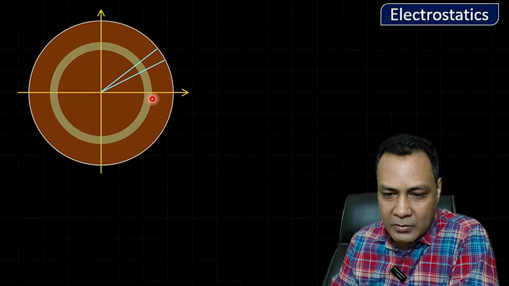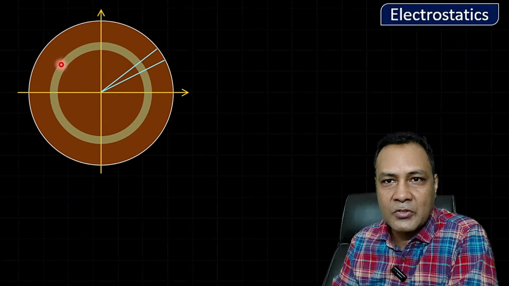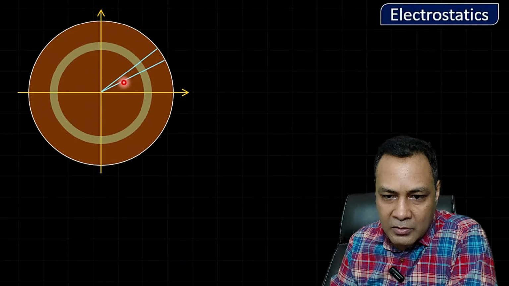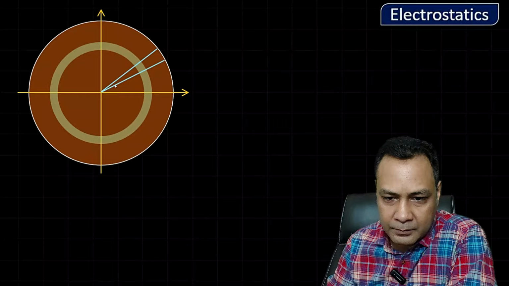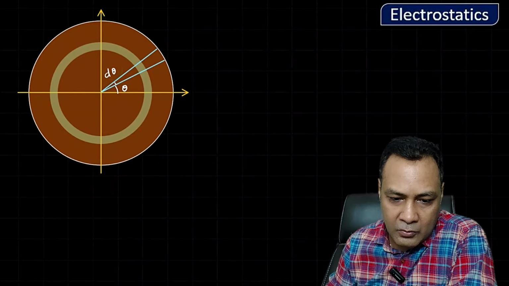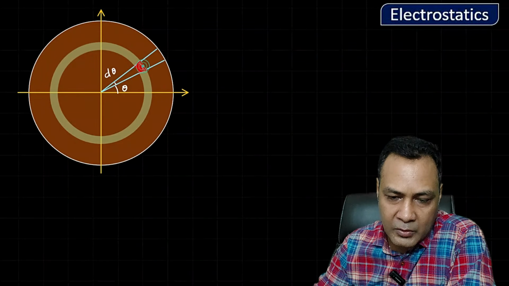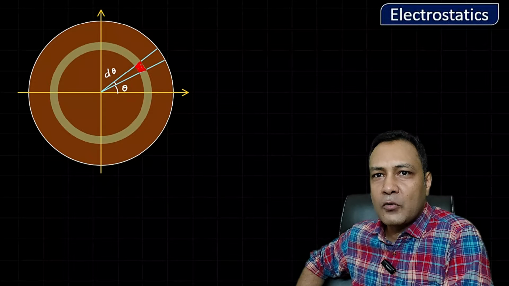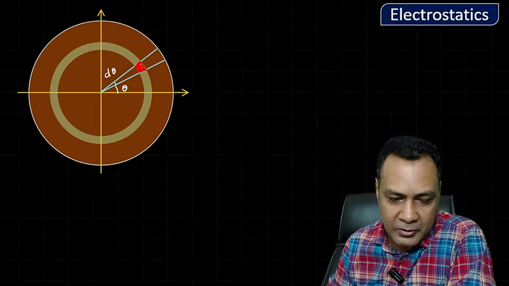I'm not showing it, but I've taken a few examples so you can clearly understand. So this is between r to r plus dr, and this angular position I can write, this is theta and this is d theta. So just see this element. So this element is between radius r to r plus dr and angular width theta to theta plus d theta.